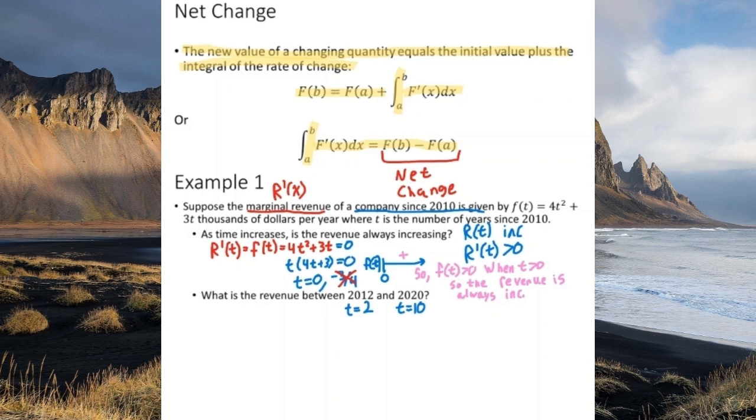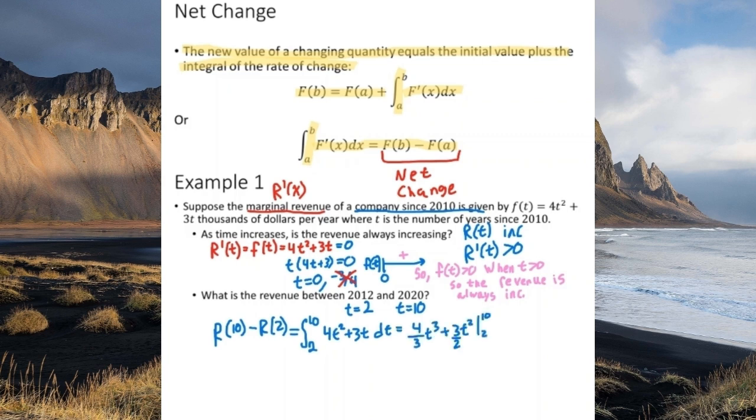Because we just want to know the revenue between 2012 and 2020, our goal is to figure out r of 10 minus r of 2. The problem is we don't have a revenue function, but we do have a marginal revenue function, which represents the rate of change of revenue. Since our marginal revenue is 4t squared plus 3t, then r of 10 minus r of 2 is going to be equal to the integral from 2 to 10 of 4t squared plus 3t dt, which we can now evaluate using the fundamental theorem.